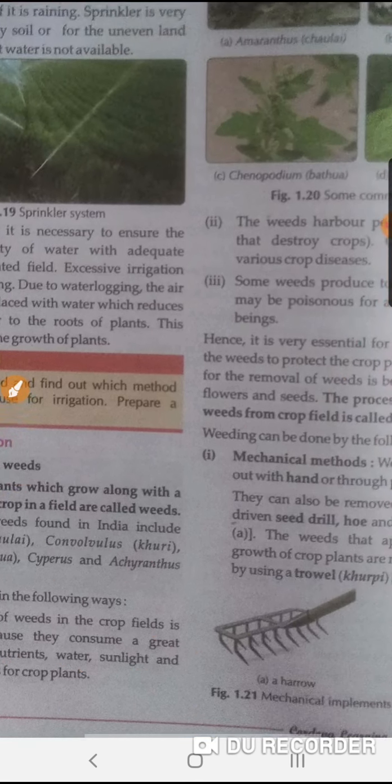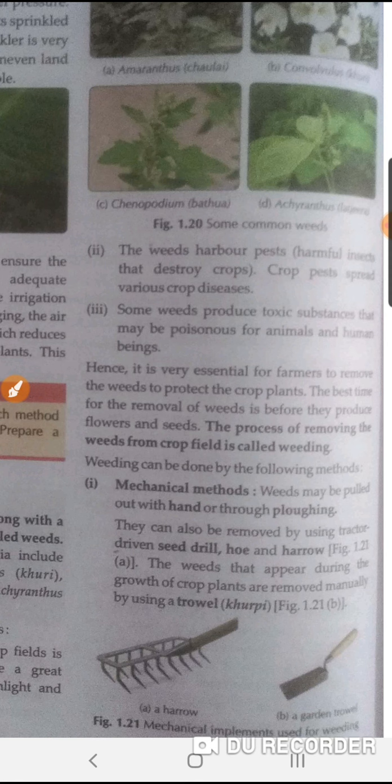देन सेकेंड पॉइंट, the weeds harbor pests. हार्बर पेस्ट मीन्स उनके ऊपर पेस्ट ग्रो करते हैं, and these crop pests lead to various types of plant diseases. Some weeds produce toxic substances that may be poisonous for animals and human beings. So what we have to do? We have to remove the weeds from our field. There are many harms that are caused by weeds, and to protect our crop, we have to remove them from our field. The process of removing the weeds from the crop field is called weeding.